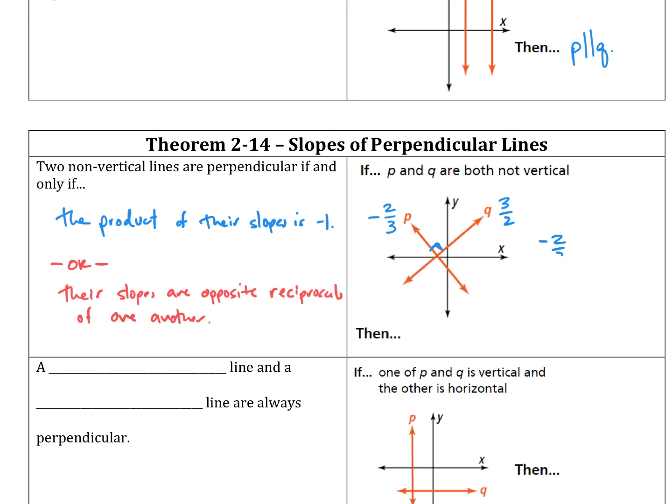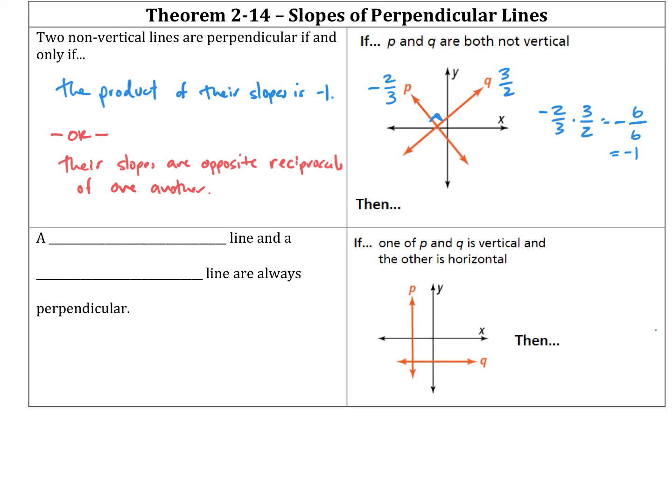Now, if I multiply these two numbers together, take a look at what happens. If I take -2/3 times 3/2, first of all, I'm multiplying a negative number times a positive number, so I know that result will be negative. And then when I multiply fractions, I just multiply numerators together, so 2 times 3 gives me 6. And I multiply denominators together, so 3 times 2 gives me 6, and that'll be -1. Okay? So perpendicular lines have slopes where the products are -1, or we can say their slopes are opposite reciprocals of one another.